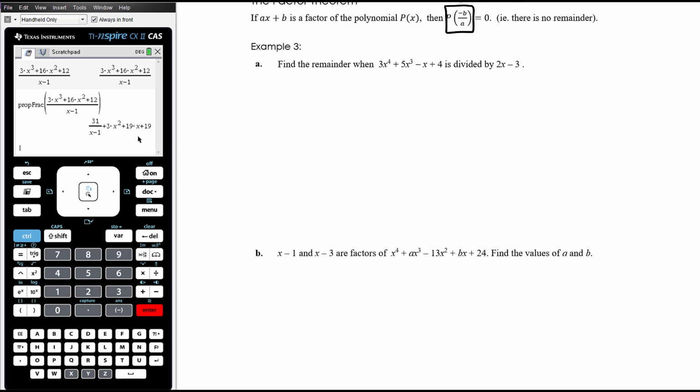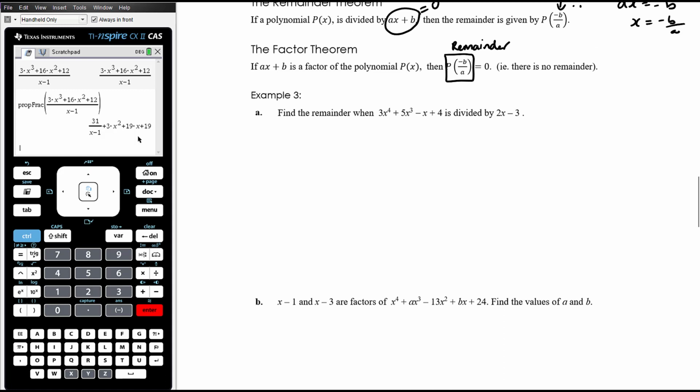Find the remainder when 3x to the power of 4 plus 5x cubed minus x plus 4 is divided by 2x minus 3. Now, in my experience, students read this and they do the long division. You don't need to do the long division. If you only want the remainder, you just use the remainder theorem. So what are we going to need to substitute in? Well, if I solve 2x minus 3 equals 0, that's 2x equals 3, so x equals 3 on 2. That's what we need to substitute into our polynomial.